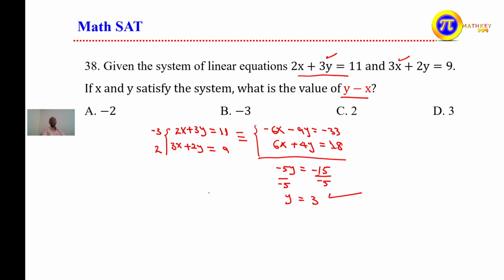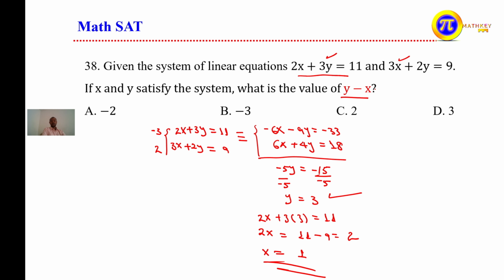Let's insert it in the first equation. It says 2x plus 3y is equal to 11. 3 times y, which is 3, is 9. So twice x is equal to 11 minus 9, which is 2. What is the value of x? Divide both sides by 2. The value of x is 1.